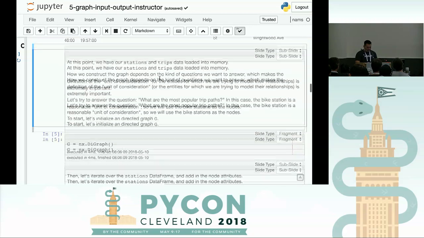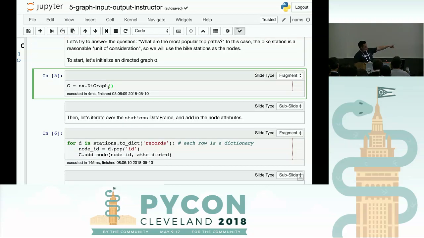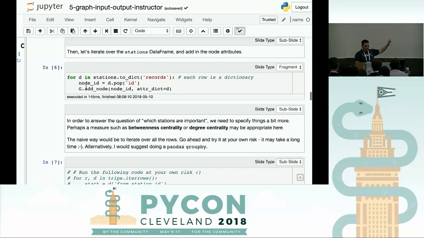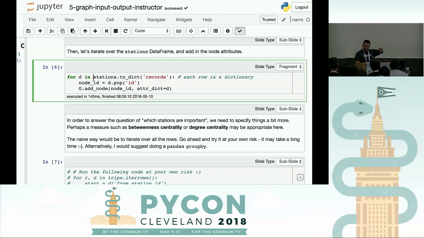So scroll down a little bit. The way that it happens is we do this. First, we instantiate the graph, okay? G equals nx.DiGraph. Then we iterate over the stations data frame. We instantiate the nodes first, all right?